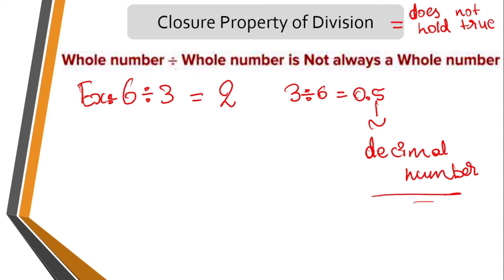So it does not hold true for division. In some cases it works, but in some cases it doesn't work. A whole number divided by a whole number is not always a whole number. Sometimes it may be a whole number, but not always. So we should say that closure property does not hold true for division. Now let's move on to the next property.